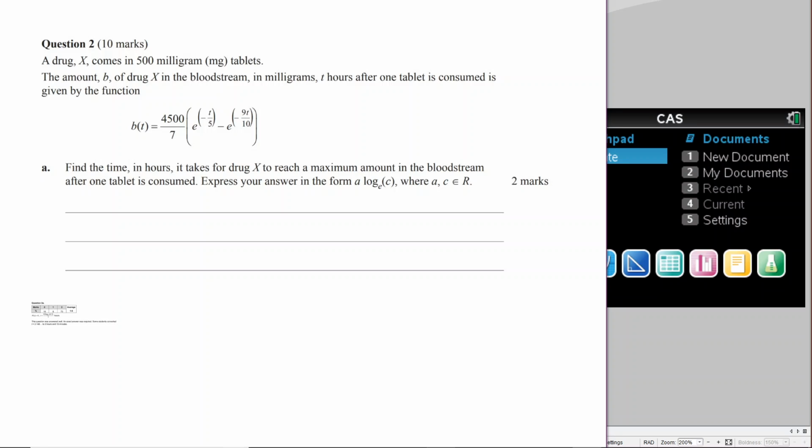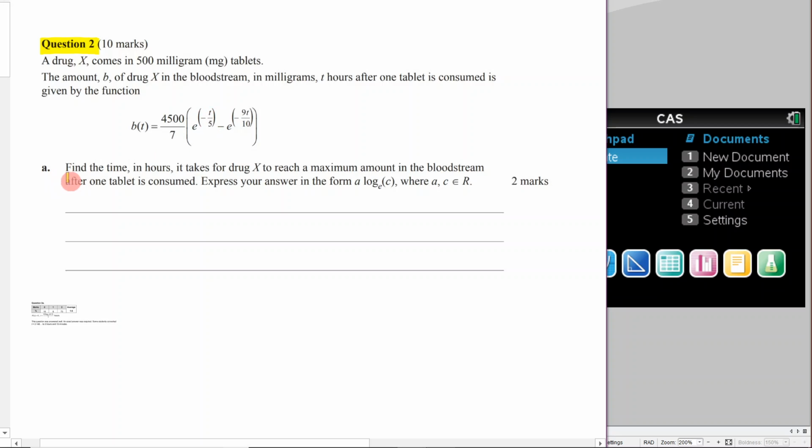Okay, so as always, we're going to slowly work our way through question 2 here and look at the examiner's report as we go. So let's begin. A drug X comes in 500 milligram tablets. The amount B of drug X in the bloodstream in milligrams, t hours after one tablet is consumed, is given by the function right here.